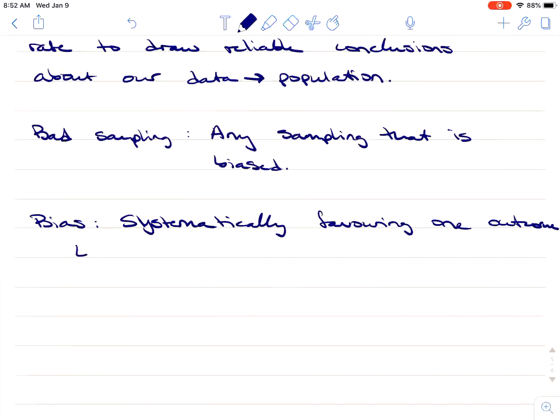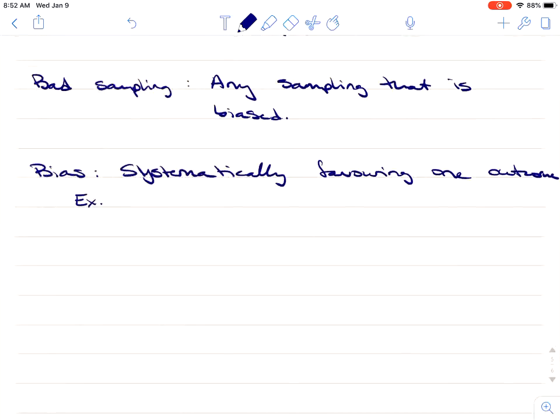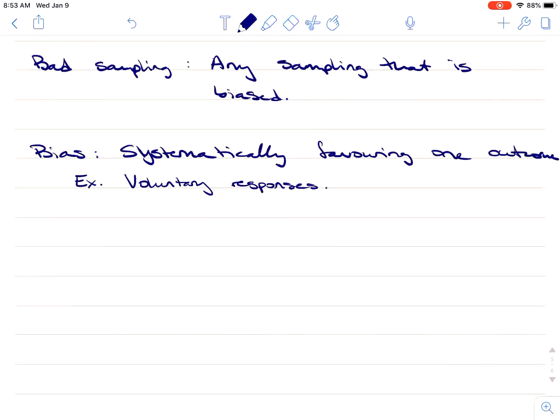For example, if you have voluntary responses, say Facebook puts out an ad or a survey, and people who want to answer it do, and people who don't want to answer it don't have to. That would be a voluntary response. And so already you're introducing bias. You're still collecting information, so if you're okay with that bias, then fine. They kind of know what they're doing, but it's not good.